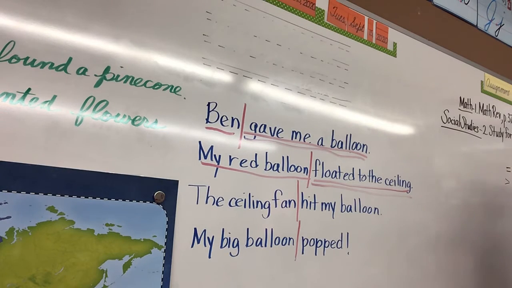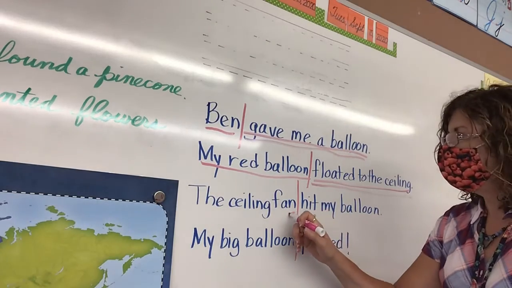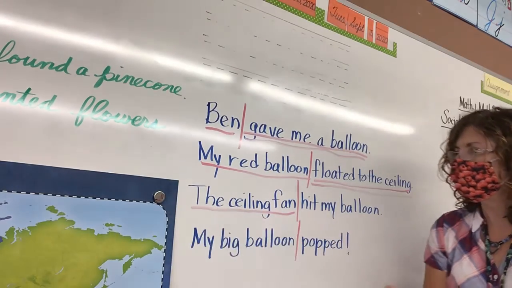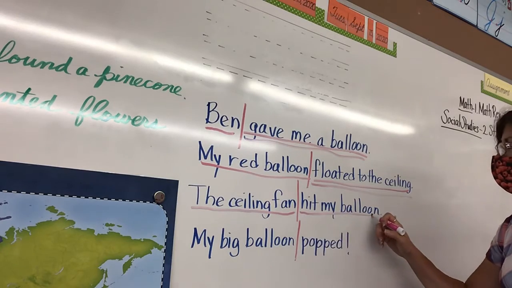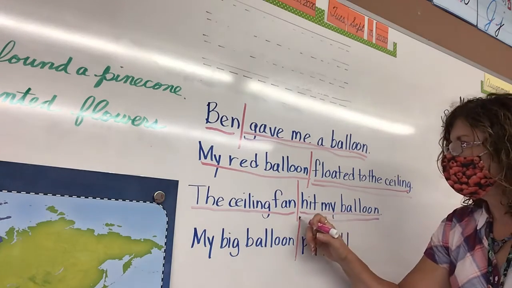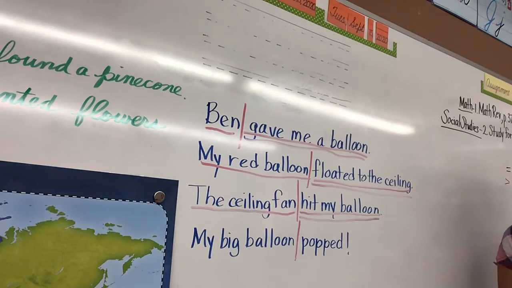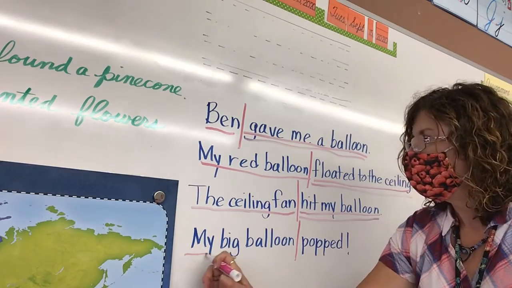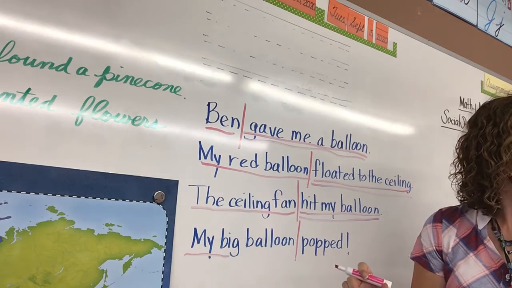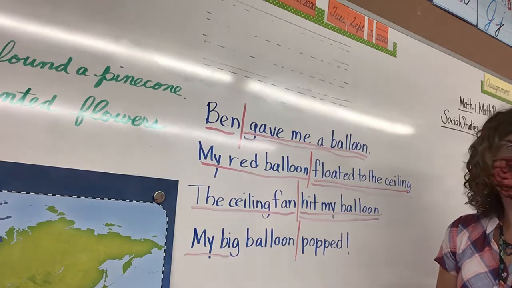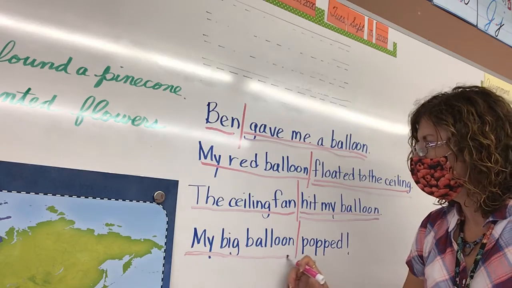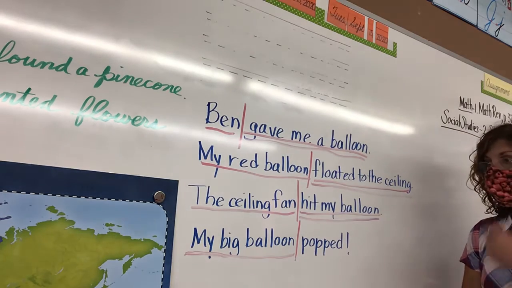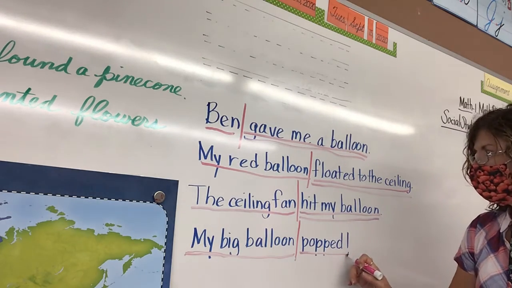All right, what is the third sentence about? What's the subject of the sentence? The ceiling fan. The ceiling fan is the subject of the sentence. So what did it do? Hit my balloon. So that would be your predicate. Okay? All right, what's the subject of the next sentence? My big balloon. What is the subject of this sentence? My big balloon. That's what it's about. And what did the big balloon do? Pop. So that would be the predicate.